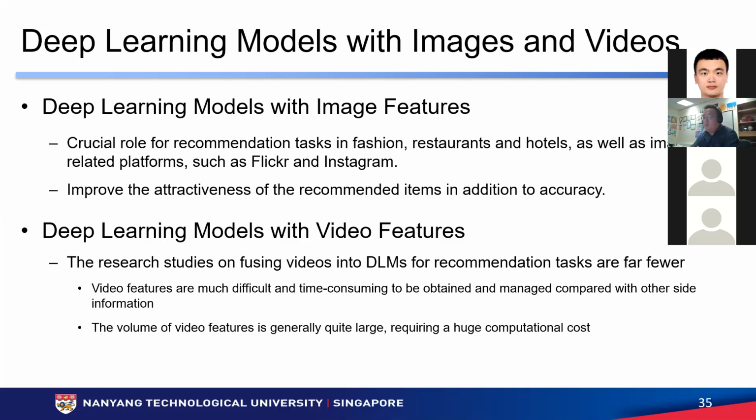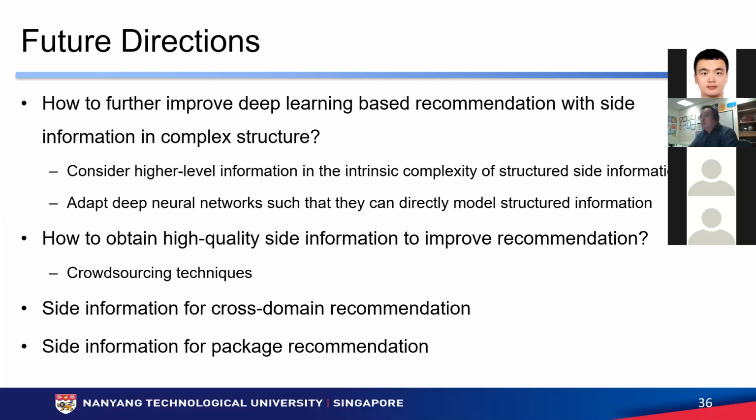I believe that there will be more and more work in this direction, and we definitely need to study more in this area. So along the talk I already gave you some of those open directions, and here there are some other future directions I want to point out. How can we further improve the deep learning based recommendation with side information, especially in the complex structure? This is the question we have to keep in mind, and perhaps we can consider those high level information in the intrinsic complexity of the structured side information. We can adapt those deep neural networks to directly model the structured information. And another very challenging question is that oftentimes the side information contains a lot of noise, and how can we obtain high quality side information?